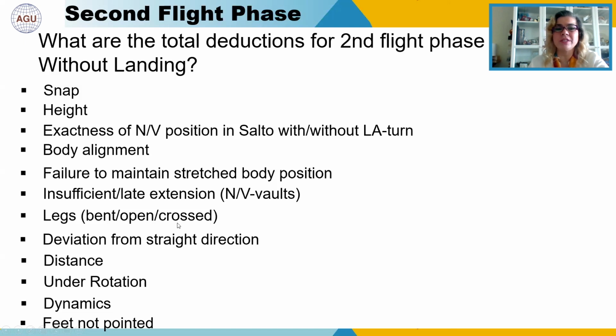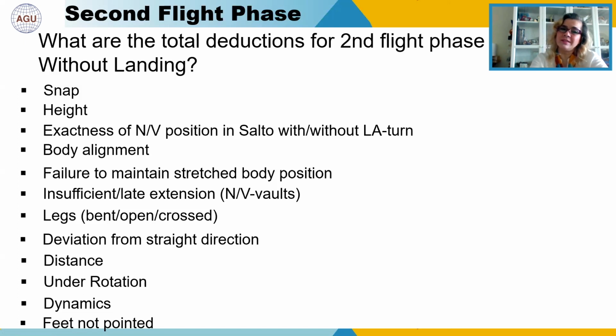For open legs or knees, maximum 0.3. And for the crossed legs, it's only 0.1 in the twisting vaults. Deviation from the straight direction, 0.1 or 0.3. Sorry. For the deviation, only 0.1. And for the distance, maximum 0.3. Under rotation, it's either 0.1 without fall or 0.3 with a fall. And dynamics deduction, again, maximum 0.3. And for feet not pointed, only 0.1, and for the whole vault, for the entire vault, don't forget.